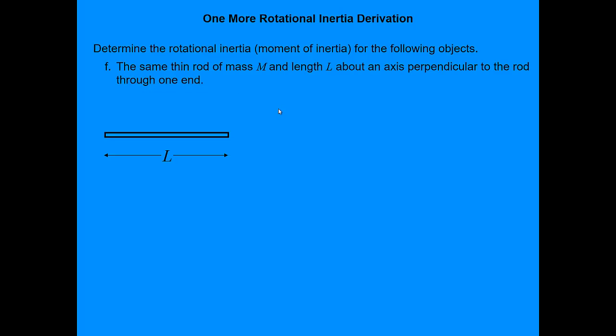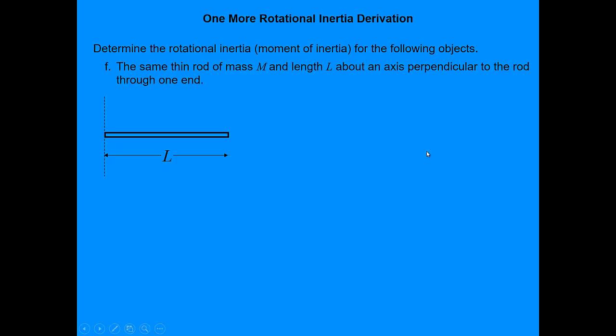You might remember that we calculated the rotational inertia of a rod of mass m and length L with an axis through the center of mass and found it to be about 1/12 mL squared when we did the calculus. Right? Well, this time the axis is going to be through one edge. So now it's all the way out here. So what is that going to do to the rotational inertia?